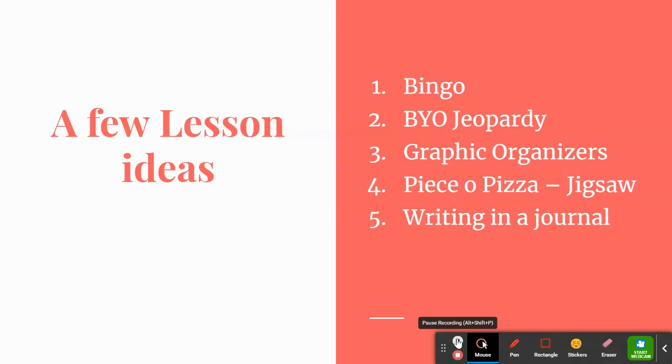So a few lesson ideas that involve a lot of these features are bingo or build your own Jeopardy, right? Including students in their learning process. Making your own bingo. Those graphic organizers are always helpful. Piso Pizza is the jigsaw activity that I will be walking us through. And then writing in a journal, again, making those personal. You can also have students working together, teaching another student. All of these are some lesson ideas, small group work, small discussion groups.